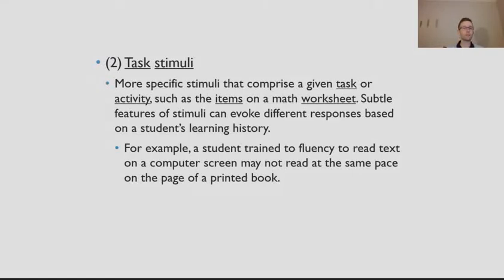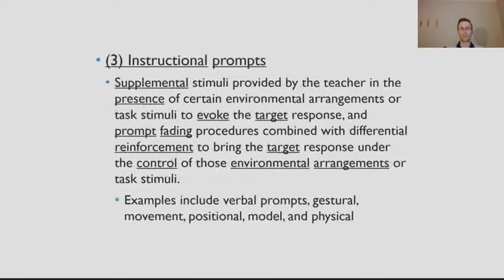So for example, a student trained to fluency to read text on a computer screen may not read at the same pace on the page of a printed book. That's because there are subtle features that differ between those stimuli, the text on a computer screen and on the page of a printed book. And so for this student's learning history, they perform differently to those subtle differences in the stimuli there.